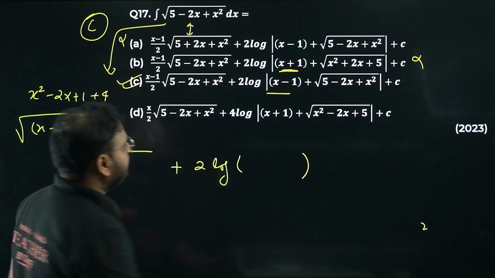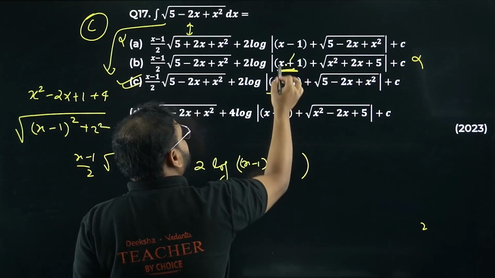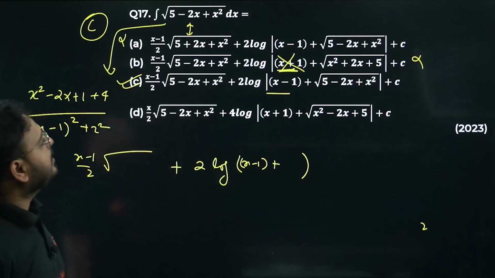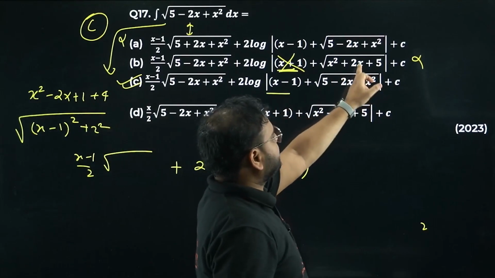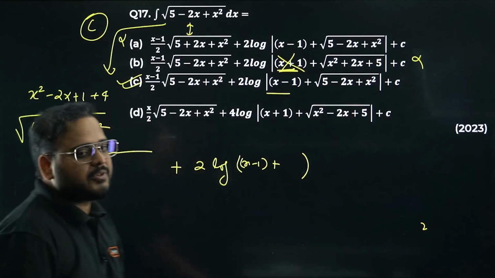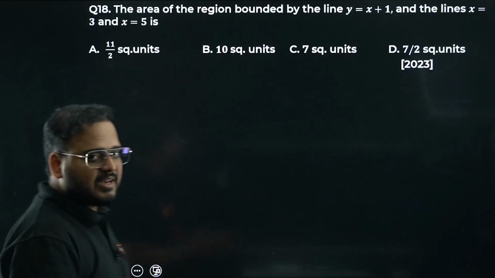So you have log of x minus 1 plus. You have x plus 1. It means not possible. The answer is going to be, please check, C only. Otherwise you can check from here also. The root is different. So option C is correct. 17th is C. 18th now. Tricks are there to solve the questions.